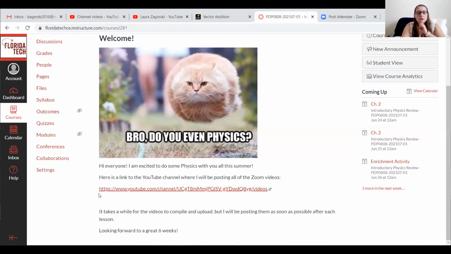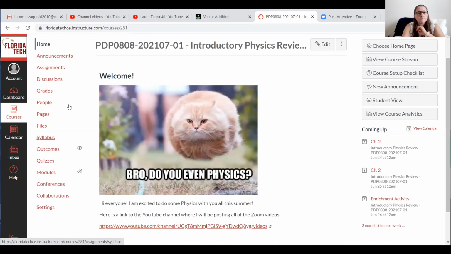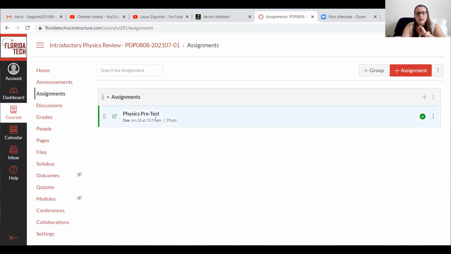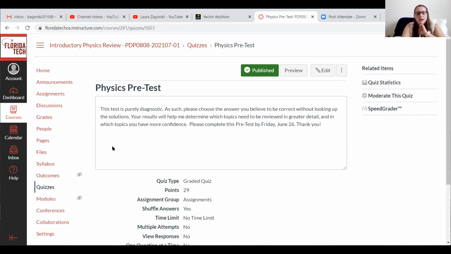As far as the question of how do you find the pretest? Well, there are a couple of different ways that you can do it. You can come over here to assignments, and right now it's the only assignment in there for you. Or you could click down here in quizzes and it will show you the same thing. Okay, but you click your physics pretest, and then I guess for you, it would launch you into the test.